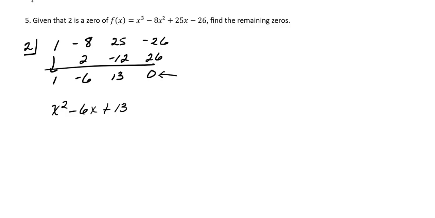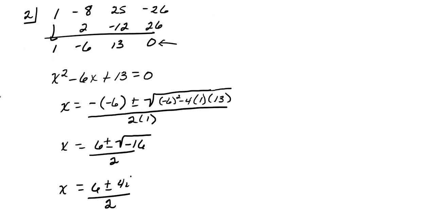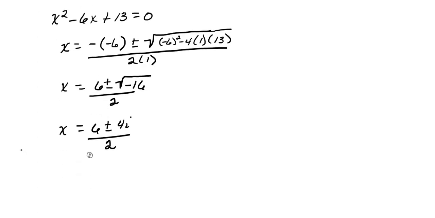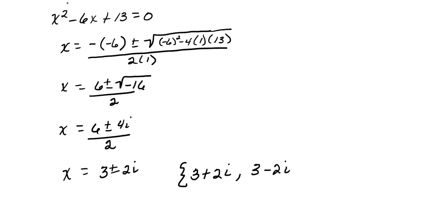Now I'm asked to find the remaining zeros. So that means when does this equal 0? Well, this is a quadratic equation, and I can try to factor it or use the quadratic formula. This is not going to be able to be factored, so I need to use the quadratic formula. Using the quadratic formula, I get down to this last step here. Dividing everything by 2, I get 3 plus or minus 2i. My math lab will want you to write those answers separately, 3 plus 2i and 3 minus 2i.